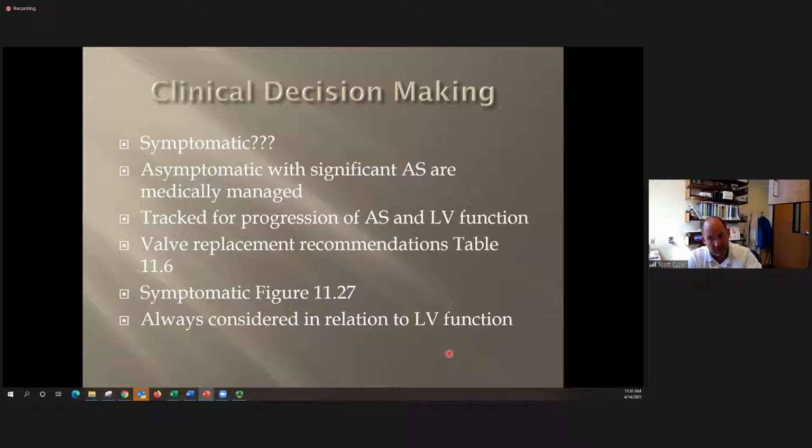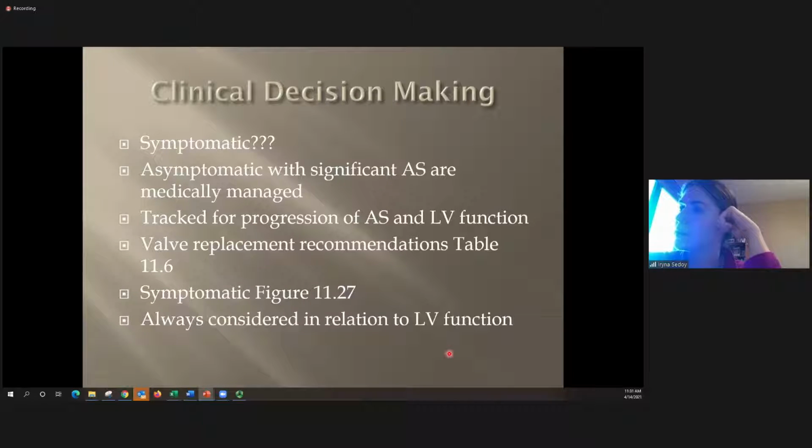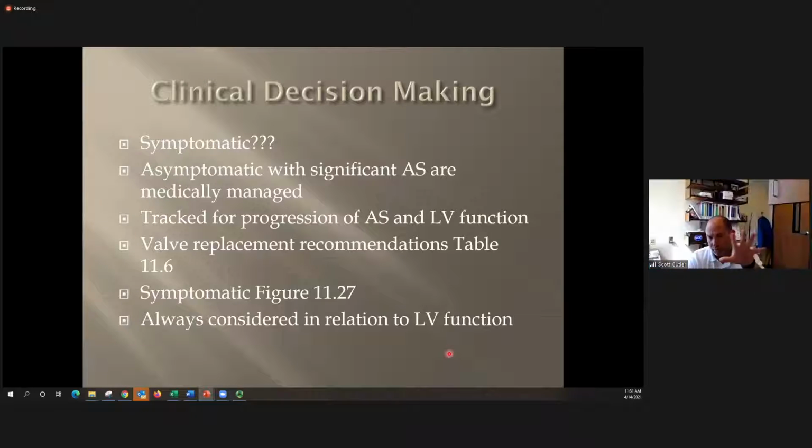Valve recommendations, 11.6 isn't the accurate table anymore, but it's in the chapter. Was that chapter 10? I believe it was. Chapter 10, it's table 10.6 on page 266. Perfect, so these should relate. The 11 is just because it used to be in chapter 11 and they moved it. But again, valve recommendation table there for replacement. Symptomatic figure 11.27 should be 10.27 also. And always consider in relation to the left ventricular function is kind of the take-home message for that.